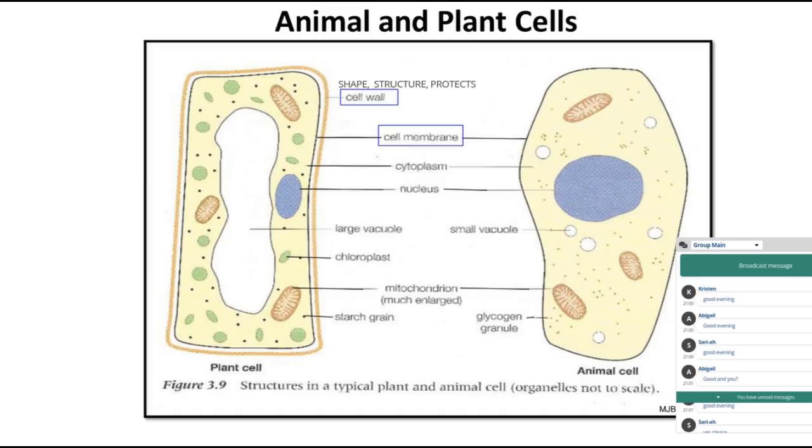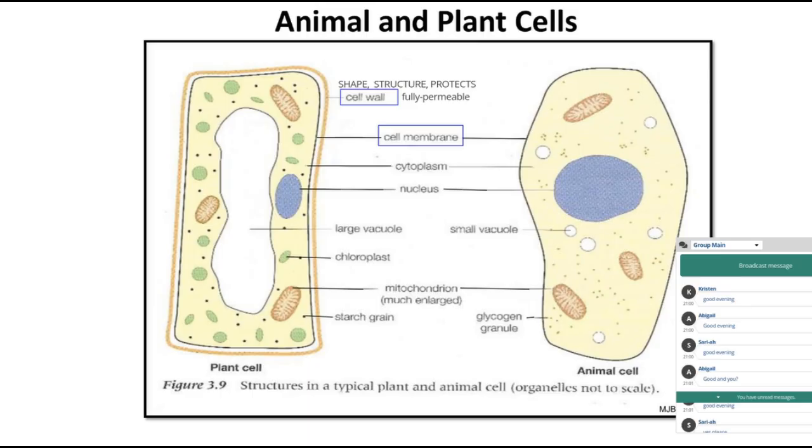Then we can also mention it being fully permeable. So it is not meant to control what is coming in and out of the cell. That's not the purpose of the cell wall. When we're talking about the cell wall, it is all about shape, maintaining shape, keeping structure, and protecting the cell. In terms of the nature of the cell wall, we can say it is fully permeable. So pretty much anything can pass through it.